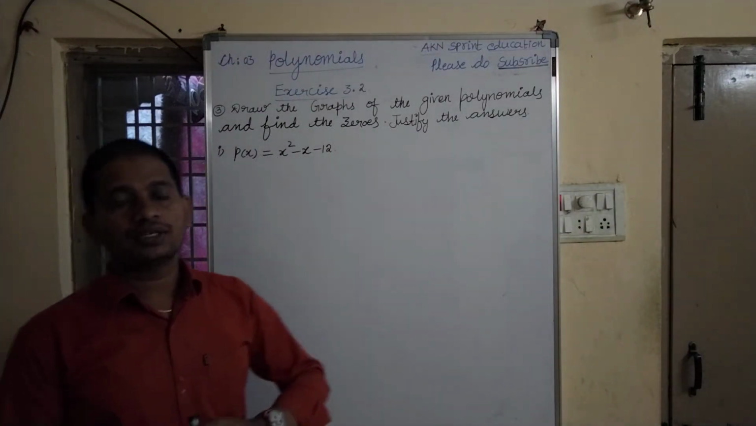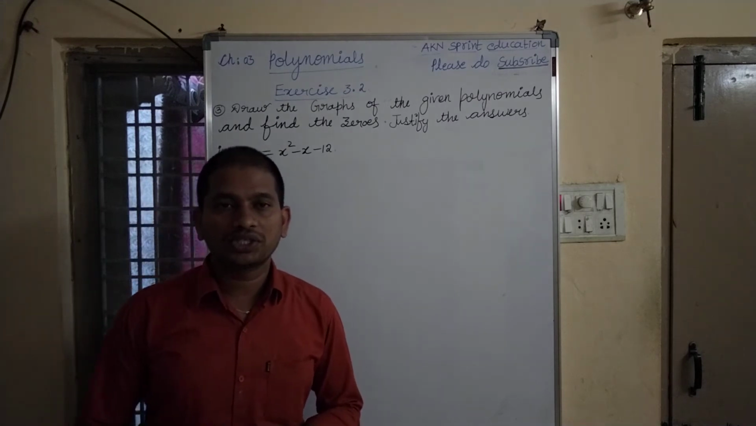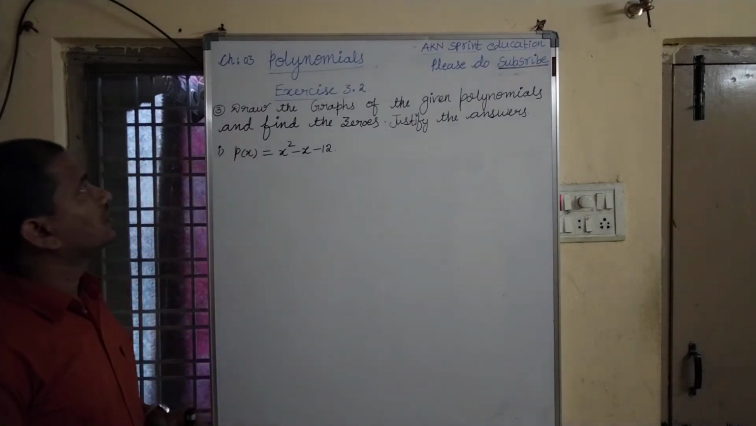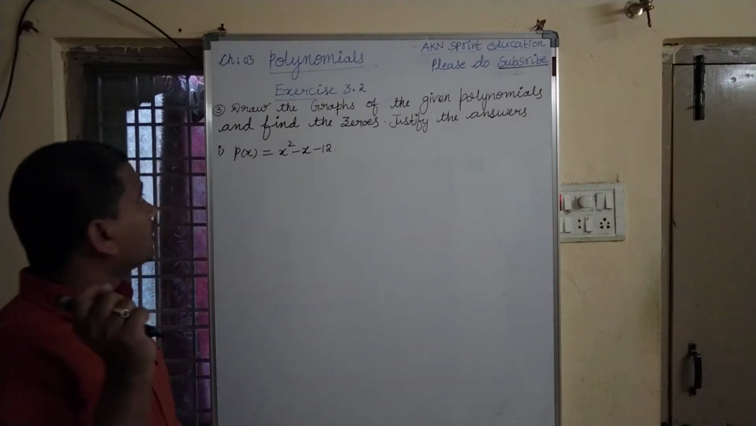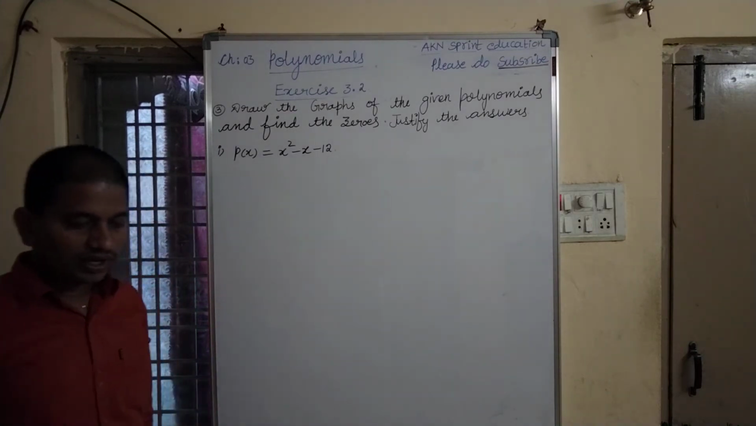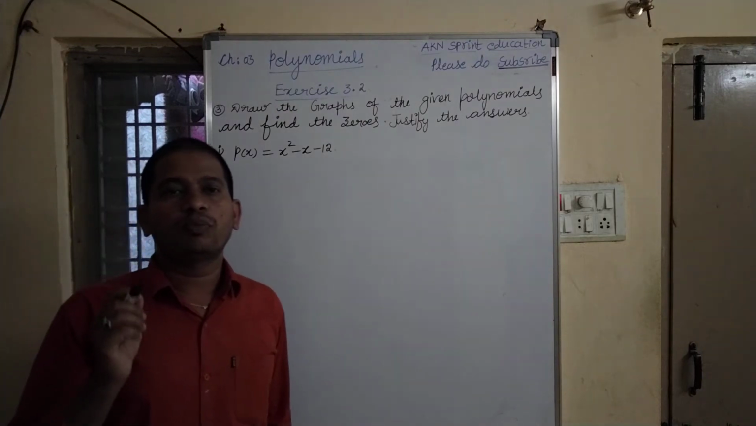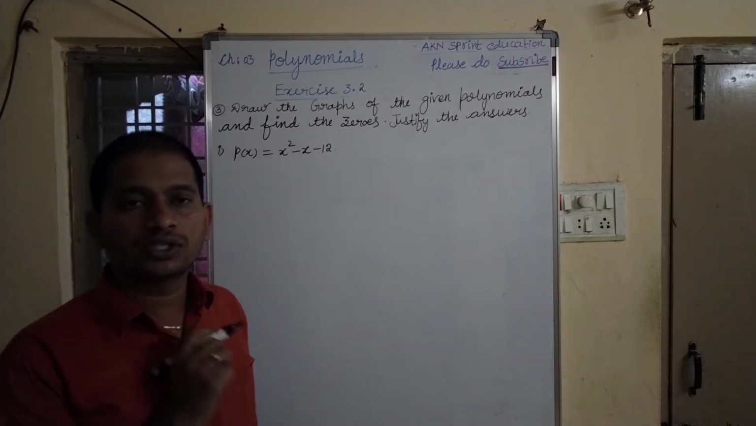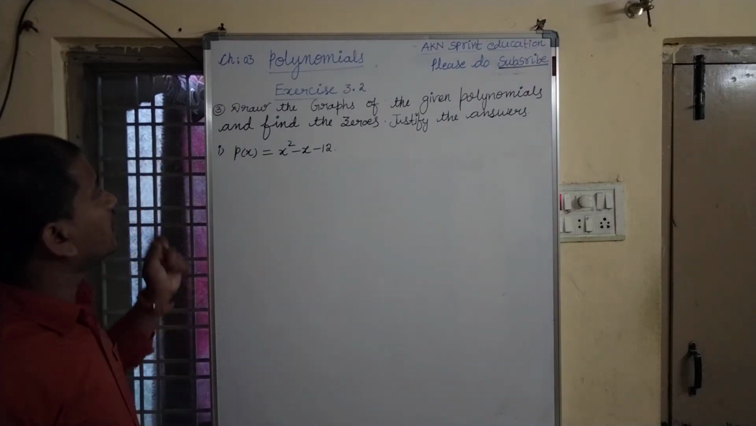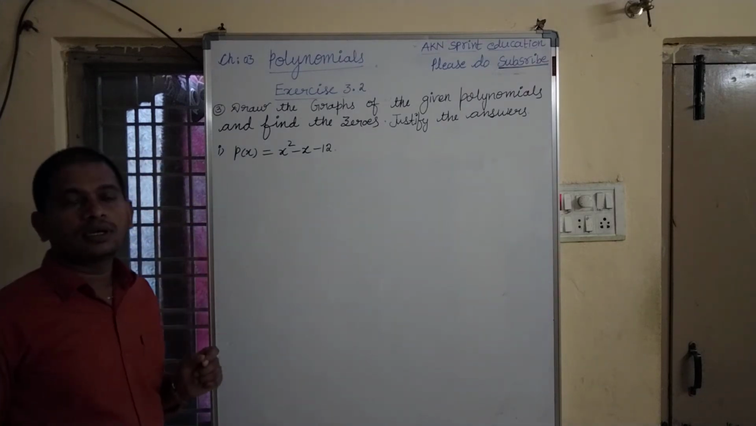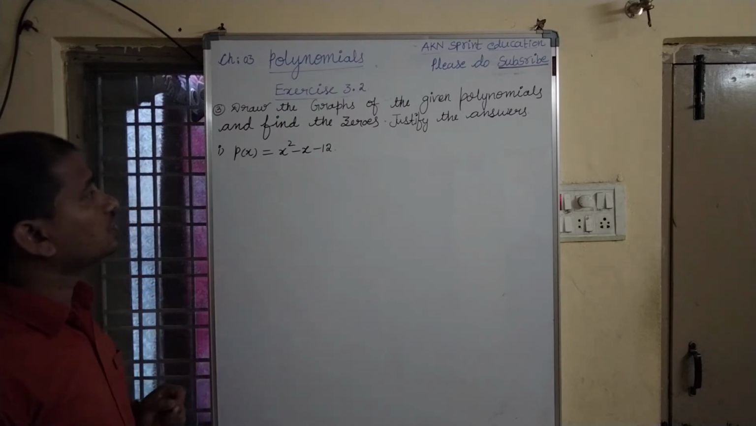Welcome to today's session, and in today's session we will discuss chapter number 3, exercise 3.2, third question. Actually this question is very important, which carries 4 marks. The question is, draw the graphs of the given polynomials and find the zeros.